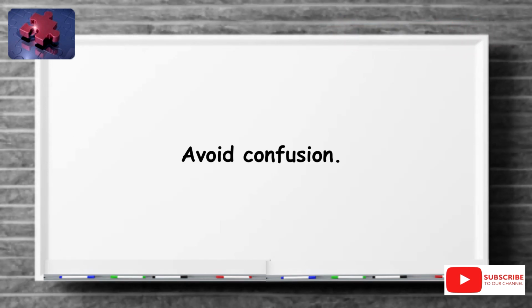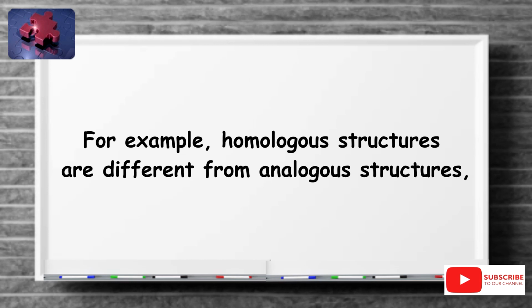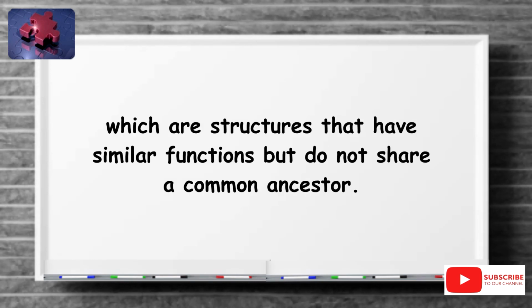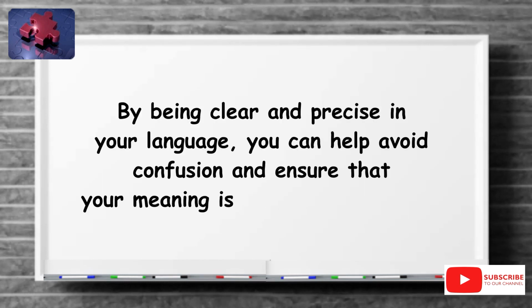Avoid confusion. Finally, when using the word homologous, it is important to avoid confusion with other similar terms. For example, homologous structures are different from analogous structures, which are structures that have similar functions but do not share a common ancestor. Similarly, homologous sequences are different from paralogous sequences, which are sequences that have similar functions but have arisen through gene duplication events. By being clear and precise in your language, you can help avoid confusion and ensure that your meaning is accurately conveyed.